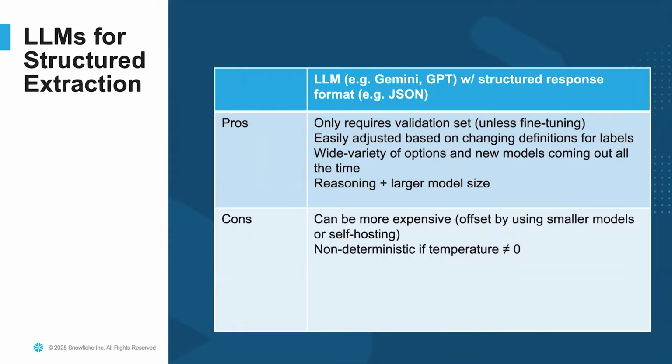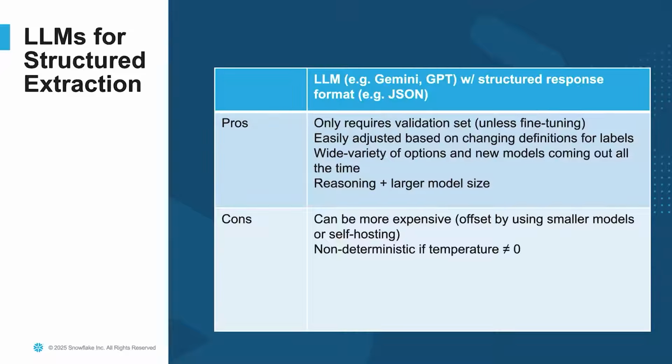So the approach that we went with was using LLMs for structured extraction. This is using something like Gemini or OpenAI GPT with structured response format. In this case, we're instructing the LLM to respond with a structured response in JSON or in YAML. And this approach only requires a validation set. So you need a validation set of labels made by a human to know how well you're doing at this task. But it's easily adjustable based on changing definitions for your labels.